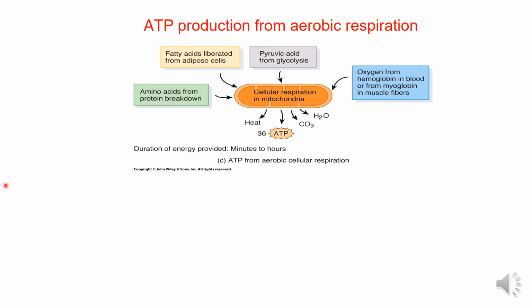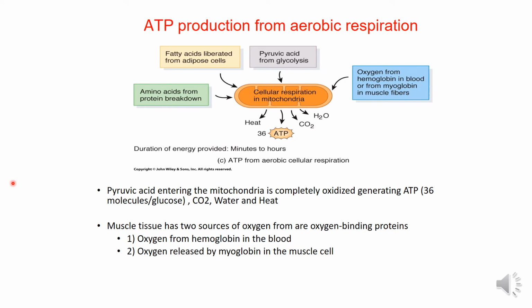ATP production from aerobic respiration. Here we have ATP produced by the mitochondria. ATP is produced by the oxidation of pyruvic acid from the glycolysis. Pyruvic acid coming from glycolysis enters the mitochondria.